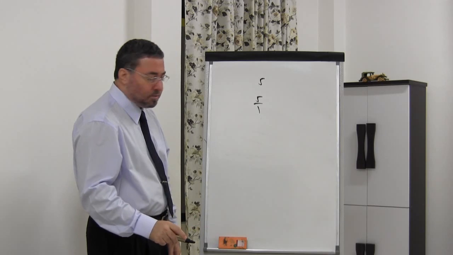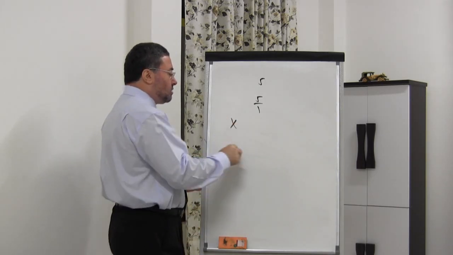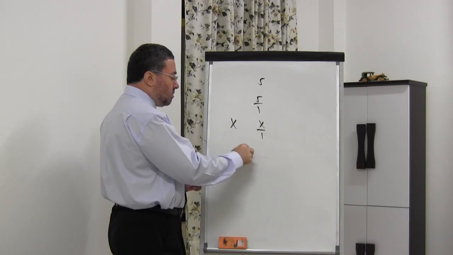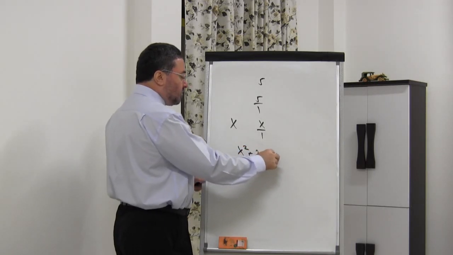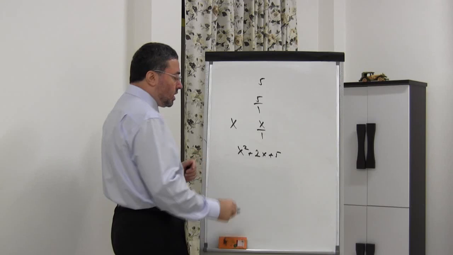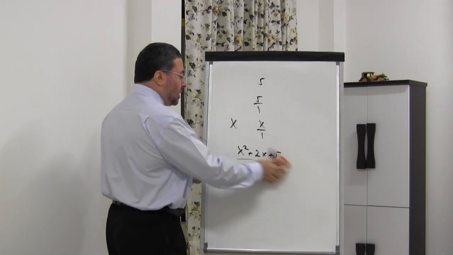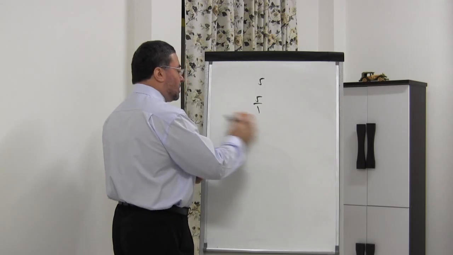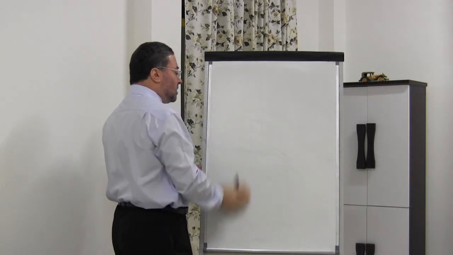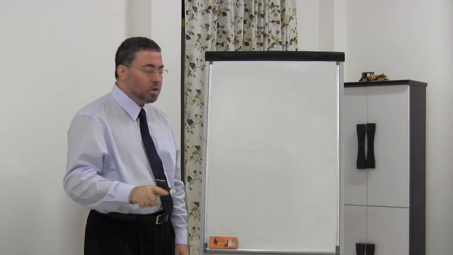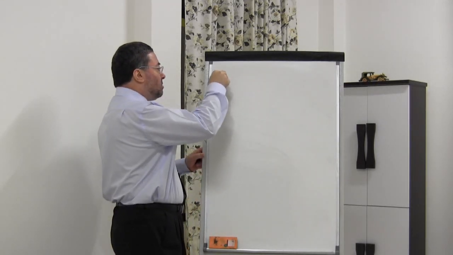Now, as far as the expressions, x is a rational expression because we can express it as x over 1. X squared plus 2x plus 5 is a rational expression. We can express it over 1. However, in this chapter, we are not interested in all these rational expressions. We are only interested in those that have a variable in the denominator. Let's take an example.